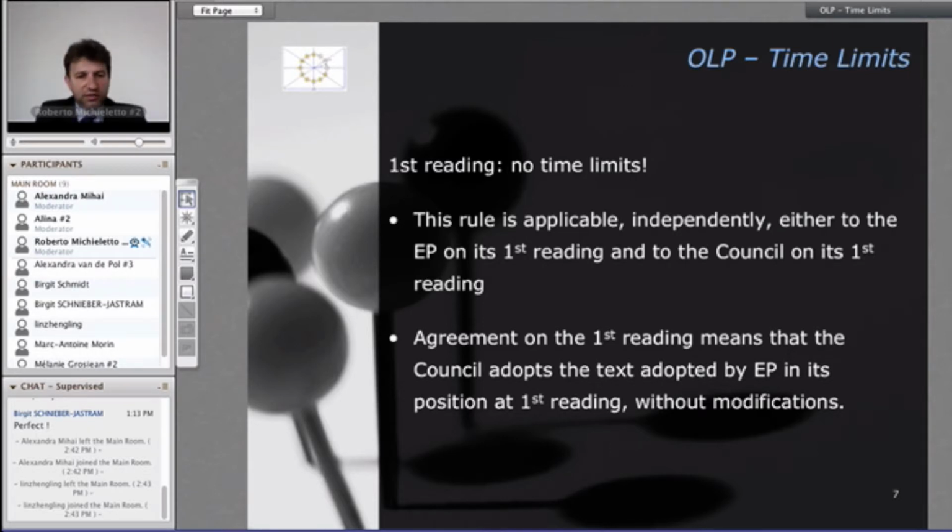If the Council doesn't accept the position or the service of the European Parliament, then they can react, adopting their position. So now we start the second game, as the Parliament has to react to the reaction of the Council. If they agree, then we have the so-called early second reading, because we are in the second exchange.